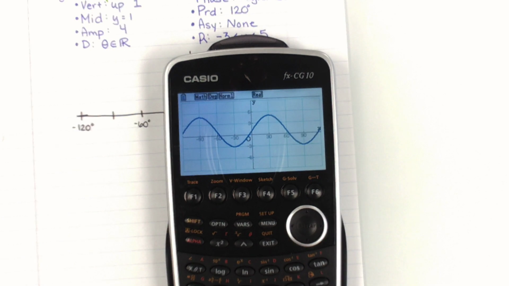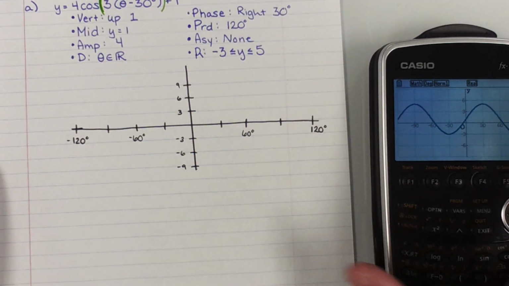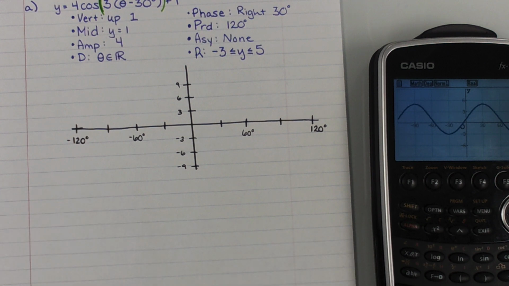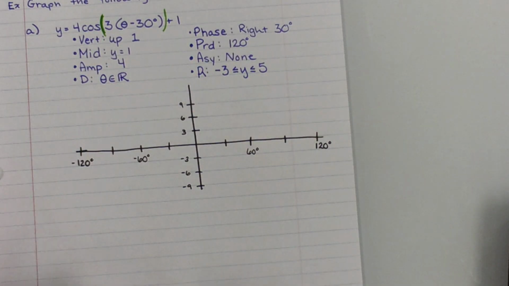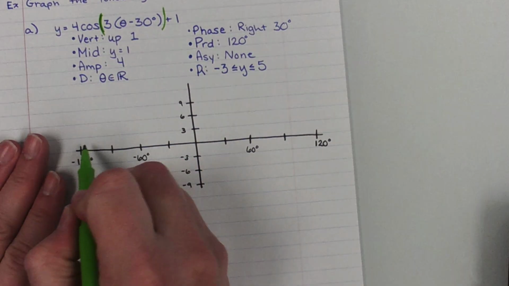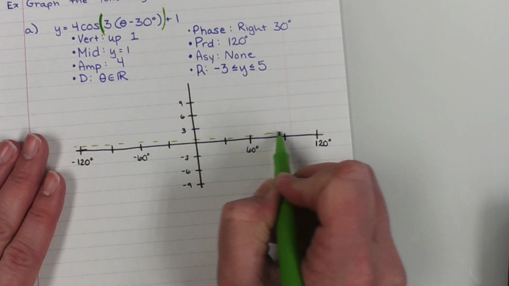Now, here's the thing. We had most of our information already. Could we have just graphed it by hand? Absolutely. What the calculator has allowed me to do is not have to pay attention to, okay, does it start at its maximum, its midline, or its minimum? Did it flip over? Did I remember to do the phase shift? That's the big advantage of the calculator, is I don't have to think about those things when it comes to the actual graphing itself. But when it comes right down to it, do I still need to put my midline in there? Yeah.